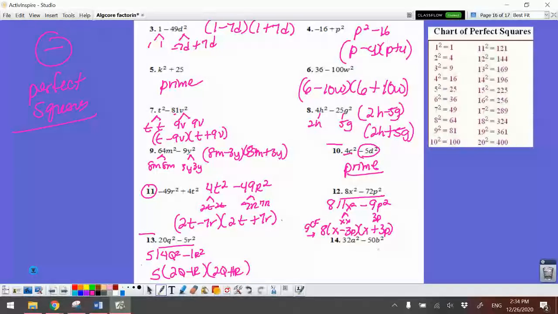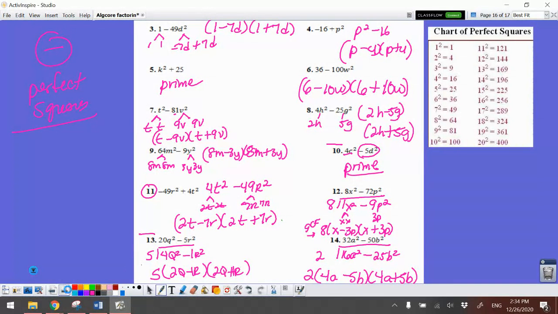And 32 and 50. Well, those aren't perfect squares, but if I divide by 2, I think I can get a perfect square. So that's 16 and 25. So my 2 is going to be on the outside. 16 becomes a 4. So 4a minus 5b and 4a plus 5b.